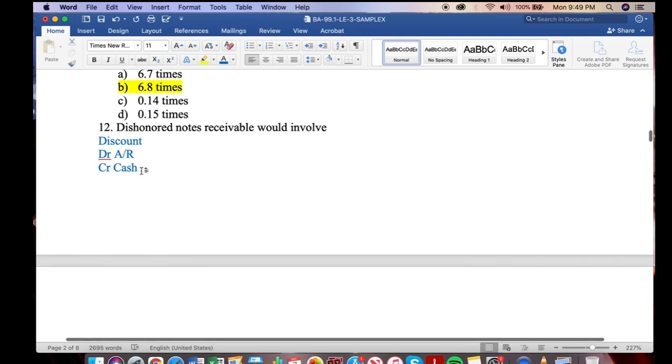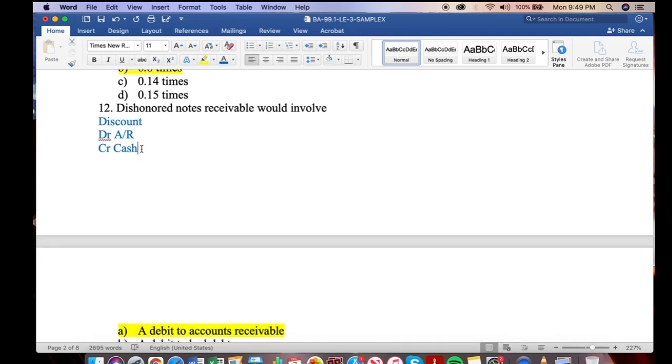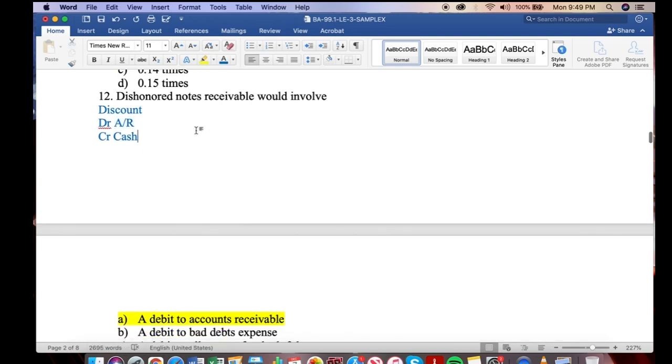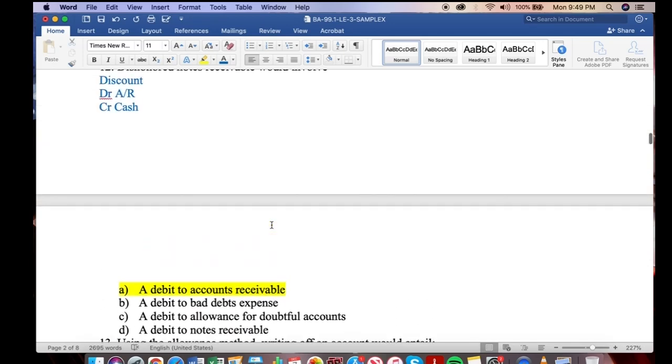Oh, hindi nagbayad yung customer. Oh, akin na. Sisingilin kita. Oh, ayan. Bakit debit AR? AR, kanino to? Kay customer. Oh, ako nang hahabol kay customer na hindi nagbayad. Okay? Yun yung dishonor. So, debit to AR siya. Okay?